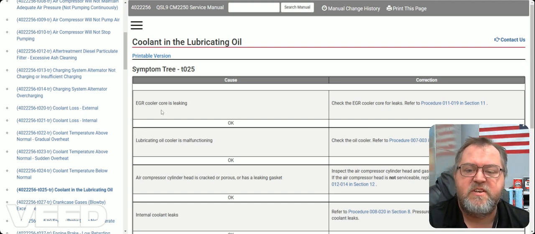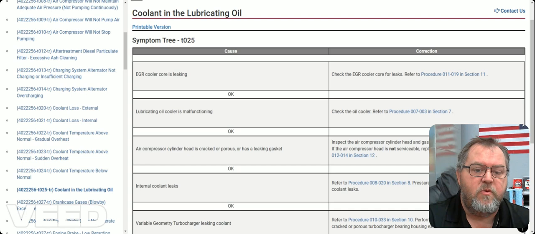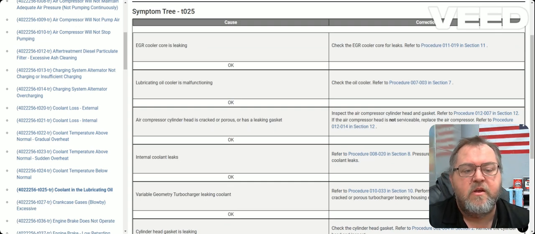The very first thing it tells you to check is the EGR cooler core, right? We just talked about that. If that's okay, then the next thing you're going to check is the oil cooler, which is what I made the video about. Take the oil cooler off, pressure test it, see if that's the reason for the leak. The next thing, air compressor, cylinder head is cracked or has a leaking gasket, and it goes through the procedure on how to test the air compressor, right?